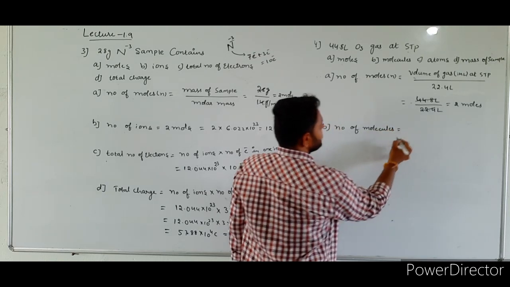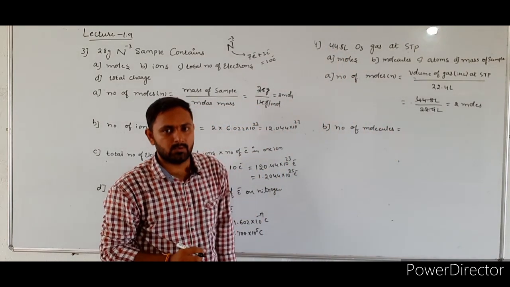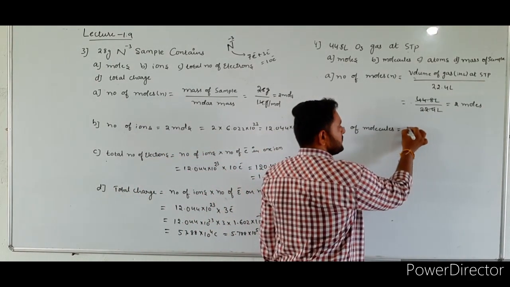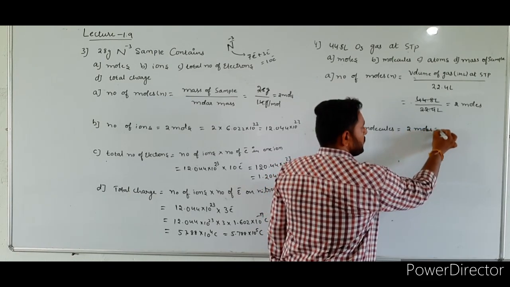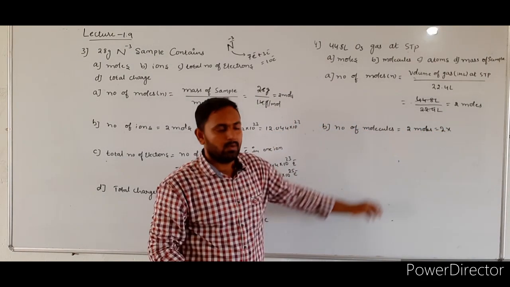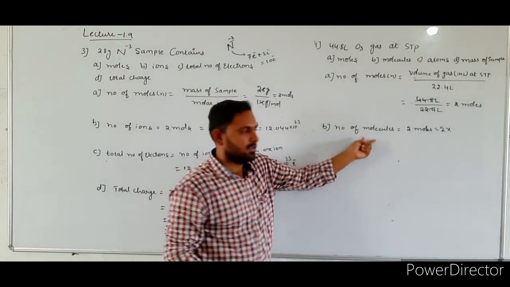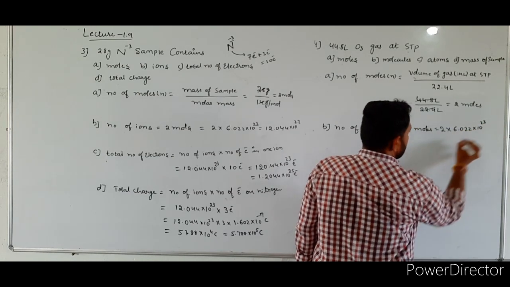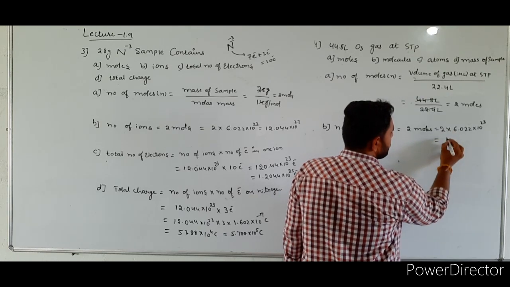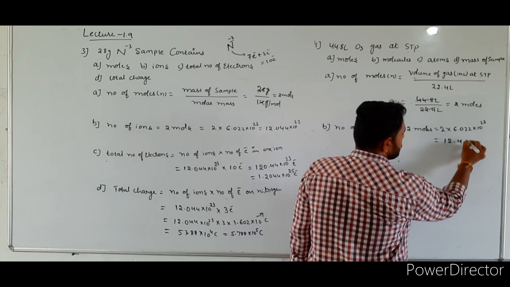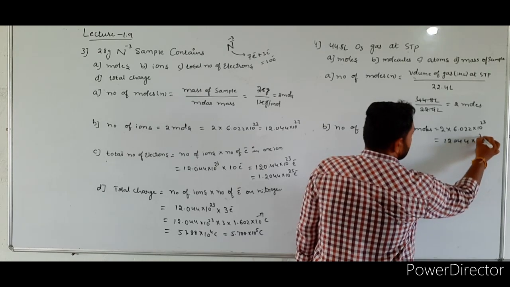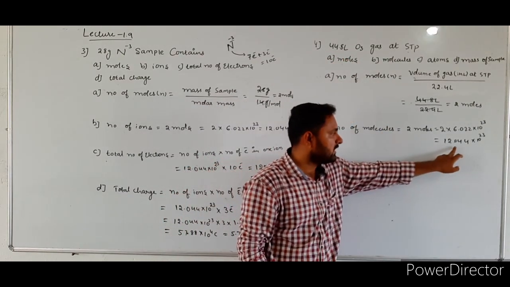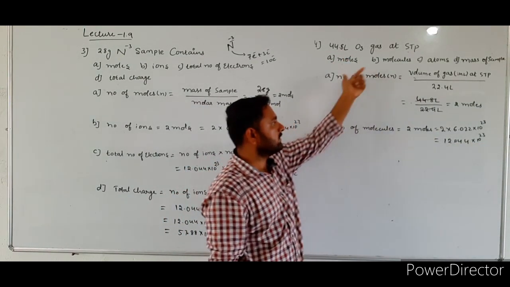Next, number of molecules. How many molecules are present in 44.8 liter ozone gas? Number of molecules is equal to number of moles. There are how many moles? There are 2 moles. That means 2 into 1 mole. 1 mole is equal to how many molecules? 6.022 into 10 power 23 molecules. Now multiply these values. How many molecules are present in 44.8 liter? There are 12.044 into 10 power 23 molecules.